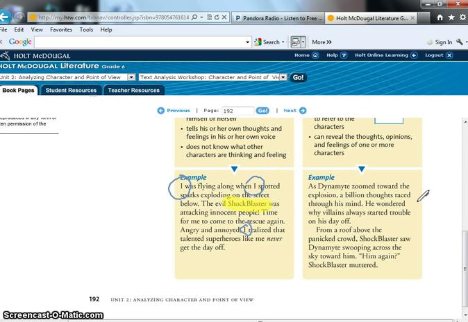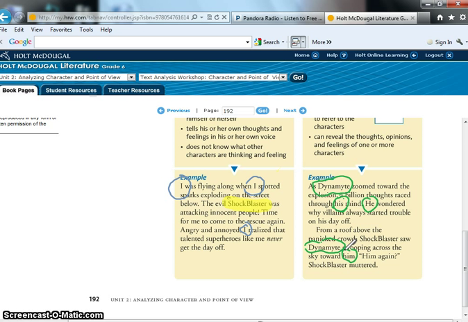In this one, instead of I, I see the word Dynamite, so I'm going to circle that. And I see the pronoun his, and I see the pronoun he. From a roof, Shock Blaster saw, there's the name again, Dynamite, instead of I. And then I see the pronoun him.